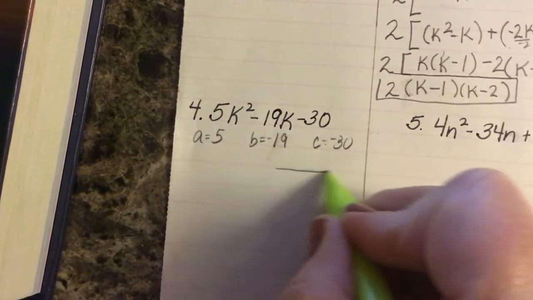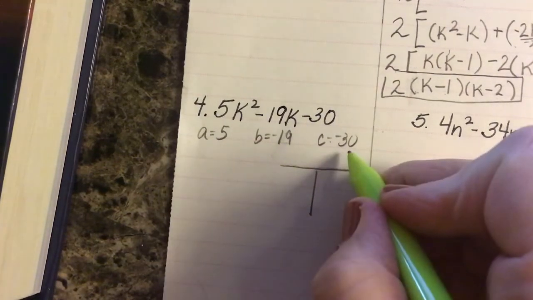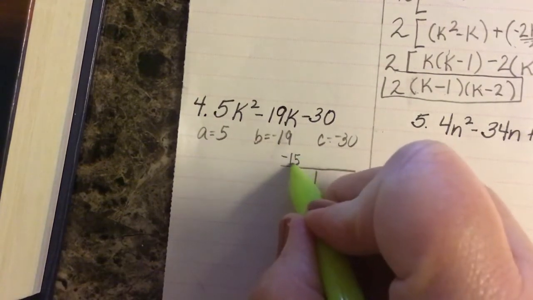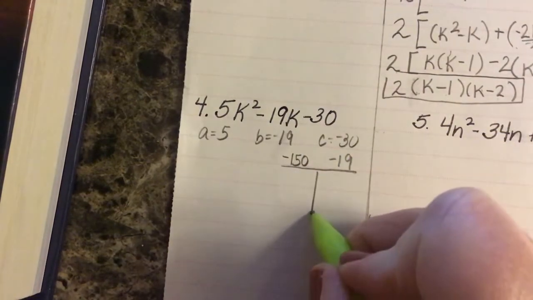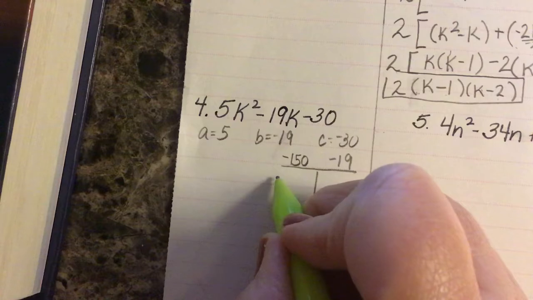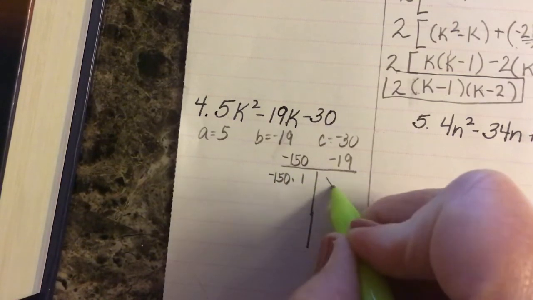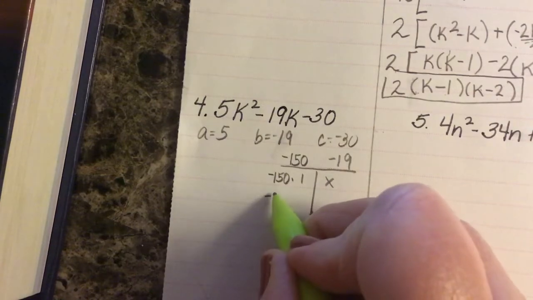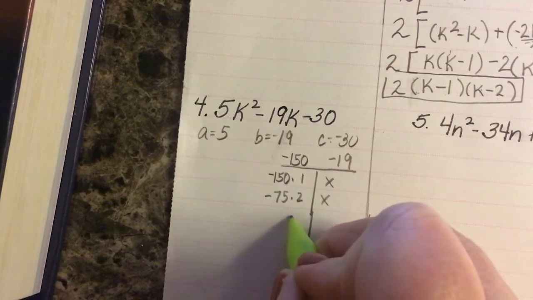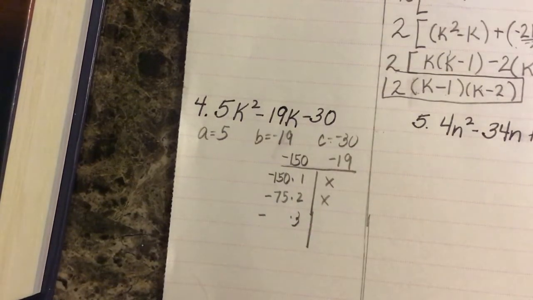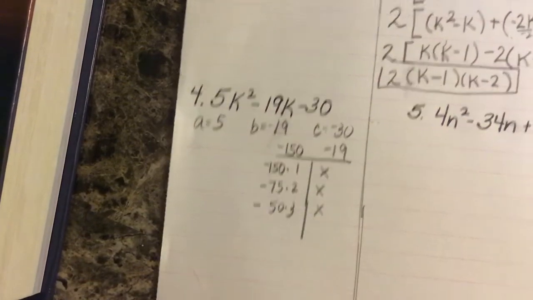A times C. And I'm going to do grouping on this one, but I've got to make this chart first. So I need factors of negative 150 that will give me a sum of negative 19. The bigger one's going to be negative, and that won't give me negative 19. Negative 75 times 2. That won't give me negative 19. 3 does go into it 50 times. That doesn't give me negative 19.